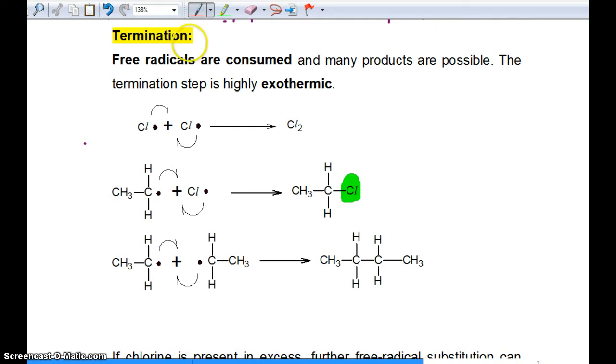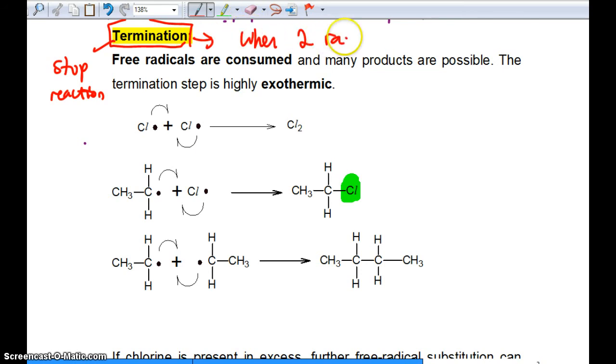Okay, so when will termination occur? What is termination? Termination means stop the reaction. You do not want the free radical reaction to go on and on. It cannot go on and on. All reactions must come to an end. When will the reaction stop?